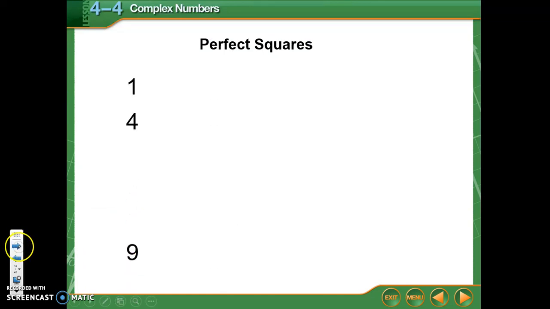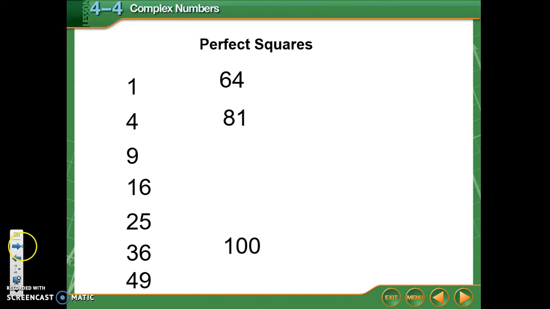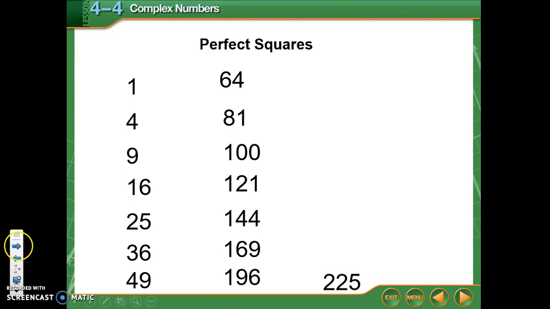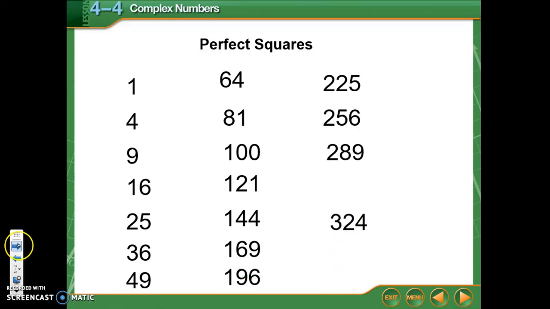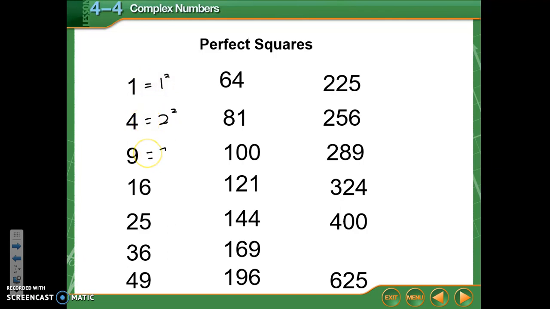So of course, to do this, we need to remember what our perfect squares are. You should have this list of perfect squares memorized. This is on your note guide. And these are perfect squares. So remember that 1 is 1 squared. 4 is 2 squared. 9 is 3 squared. 16 is 4 squared, and so on.